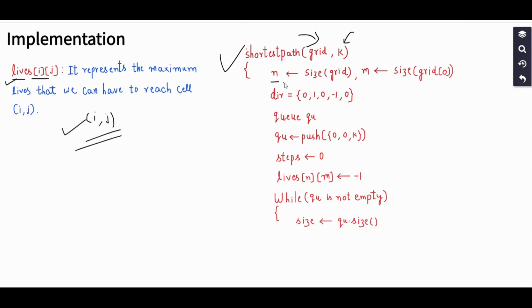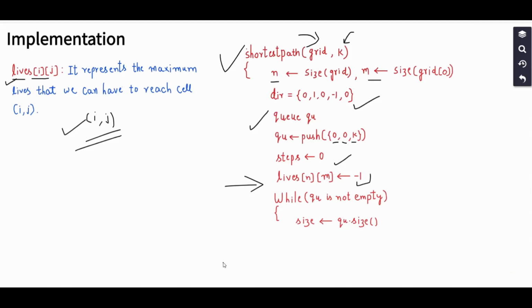So we calculate the dimensions of the grid. Then this is the direction vector which is used to move in 4 directions. This is the queue that we are initializing. Initially we are pushing the first cell, that is the top left cell, along with the obstacle removing capacity or lives. We have K lives initially. Initially the number of steps taken to reach the source cell is 0, and we initialize the lives array with -1.